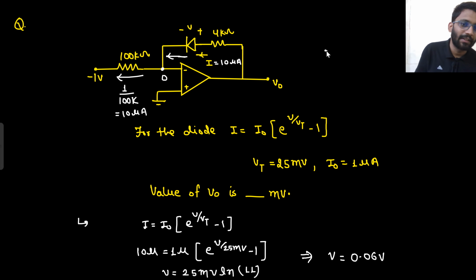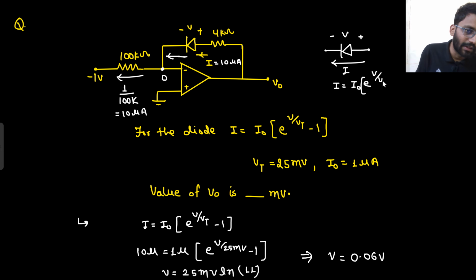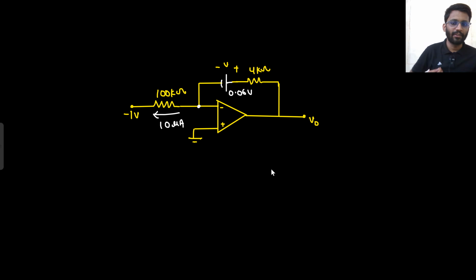This diode was given, and they have considered this as voltage V. Now if this is the voltage V, then the current equation is this. What is the current equation? I naught e to the power V upon Vt minus 1. This is given from their side, right? So we calculated the V voltage. The V voltage we are getting is 0.06 volt.